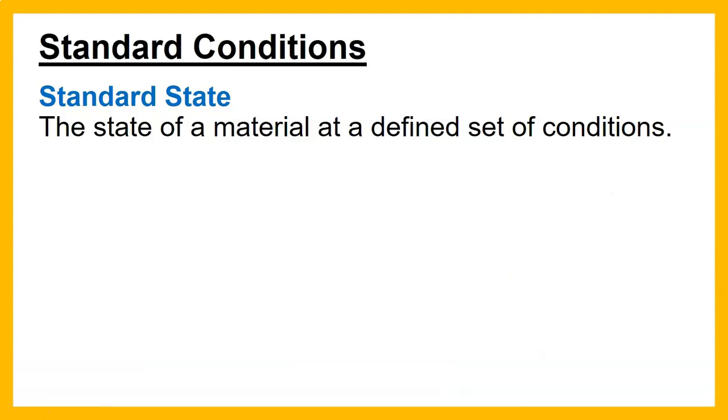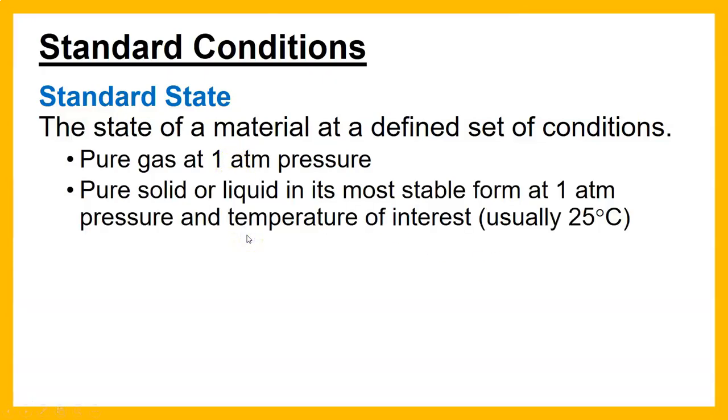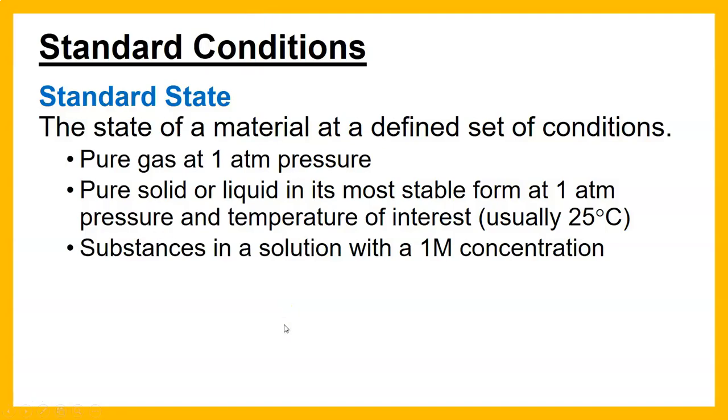One thing that's important to know is that we use a term called standard state. So the standard state is the state of a material at a defined set of conditions. So the standard state for a pure gas would be 1 atmosphere of pressure. A pure solid or a liquid, it would be whichever form is most stable at 1 atmosphere of pressure and whatever temperature we're interested in, which is typically 25 degrees. You'll see the appendices are usually made at that temperature. If it's a solution, we assume that the standard state is 1 molar concentration.